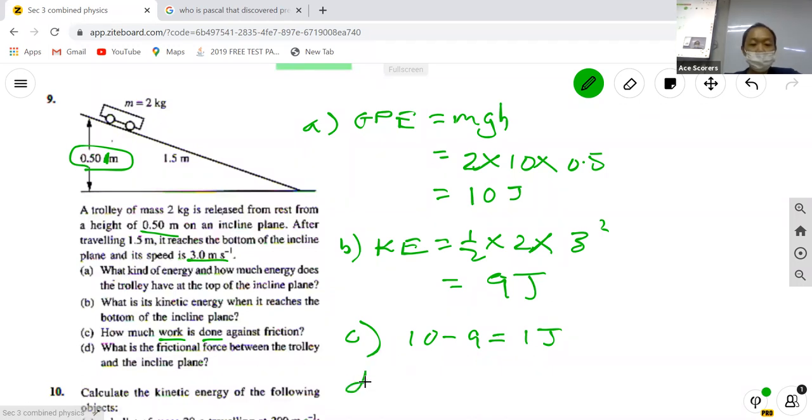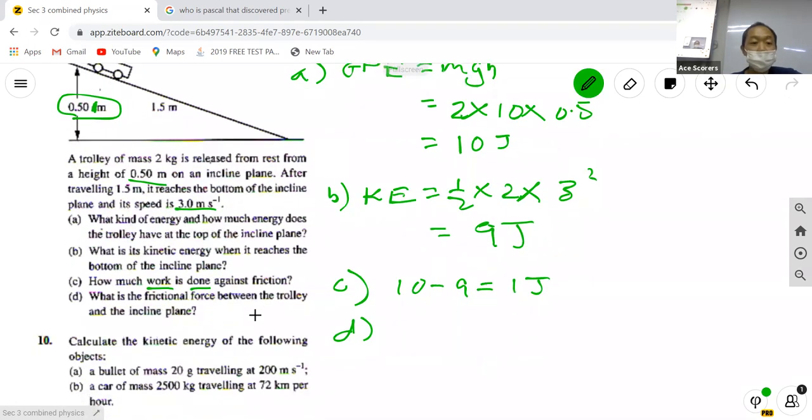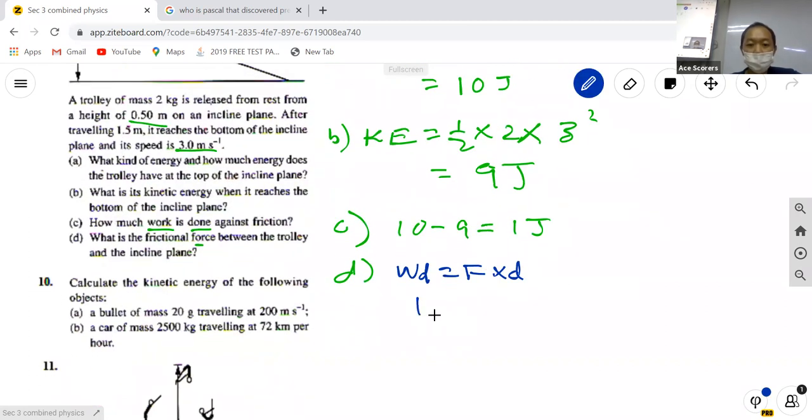Then part D, what is the frictional force? How to find the frictional force? All right, so we go back to our formula again. Work done is 1 joule. What's the formula for work done? So WD, work done, equals force times distance, right? The work done against friction is 1, so this value is 1. So what is the force? Force is the question mark.